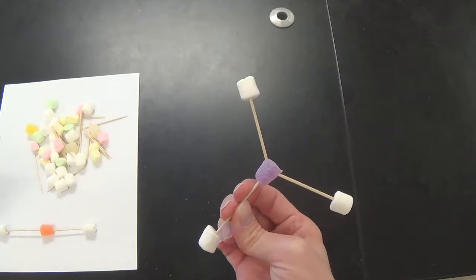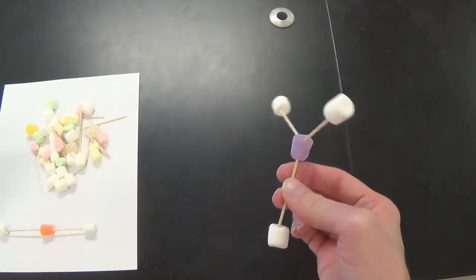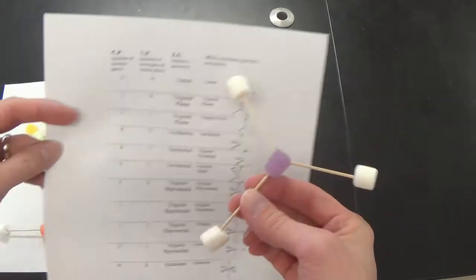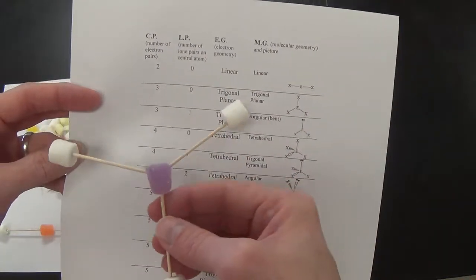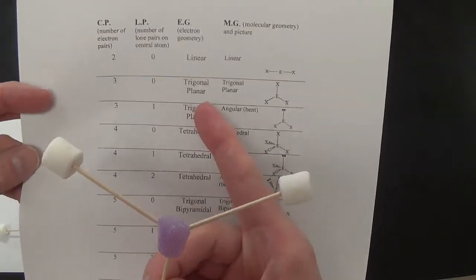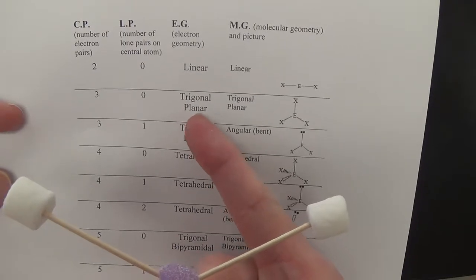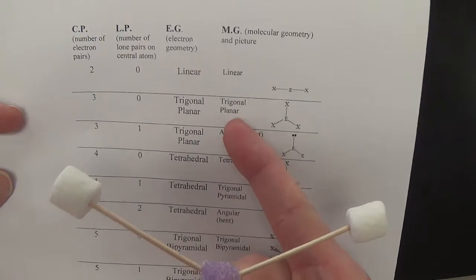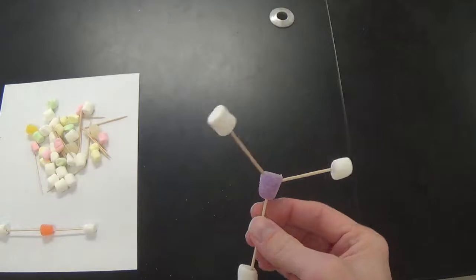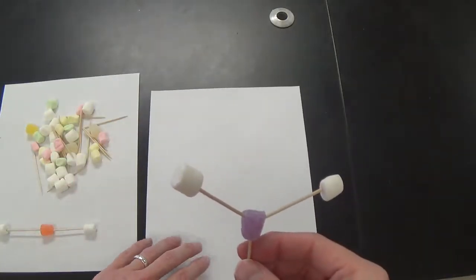It all lies in a plane, so trigonal planar. Now on the AP test, if you say like triangle plane and not trigonal planar, that's usually okay. Okay, but it's a flat triangle, trigonal planar. And it has no lone pairs, so the name for electron geometry is the same as the molecular geometry, trigonal planar. Now I'm going to take this molecule and move on to the next one.